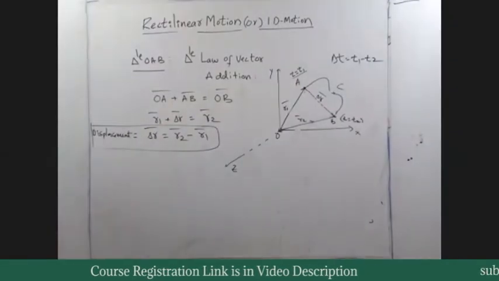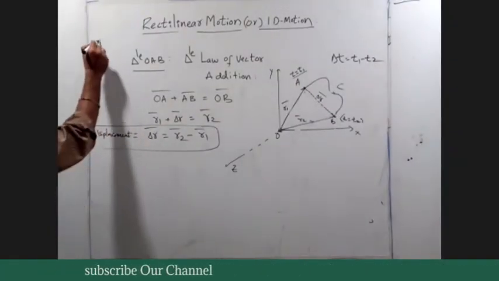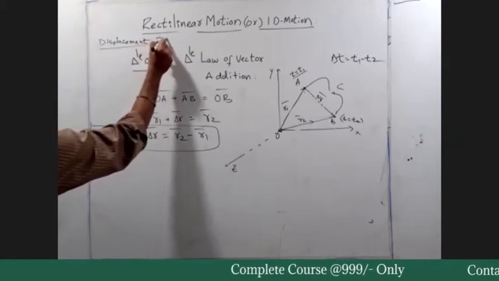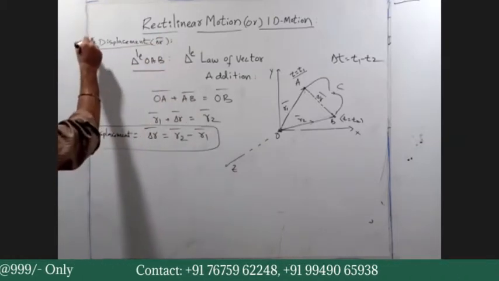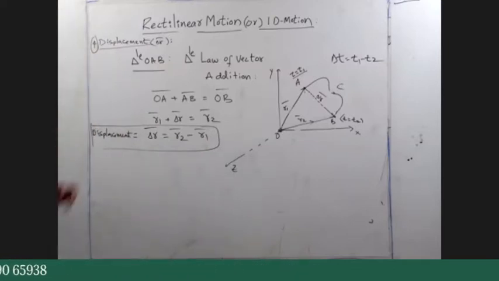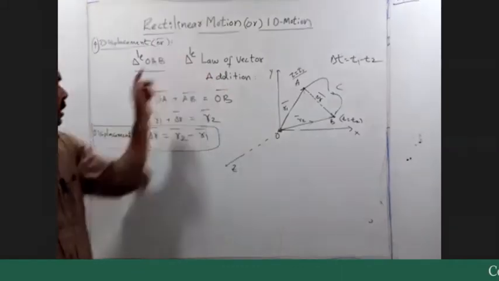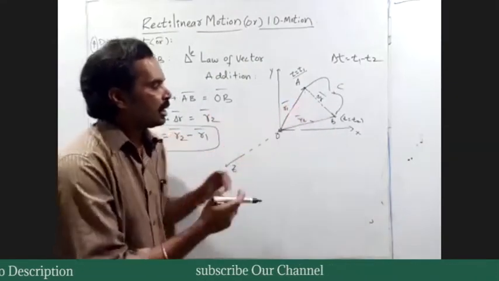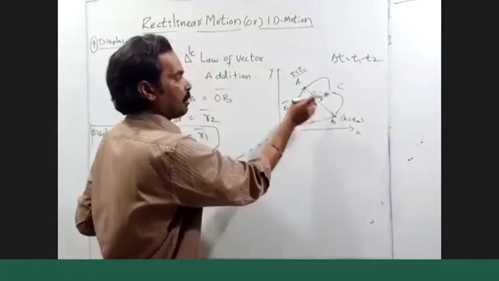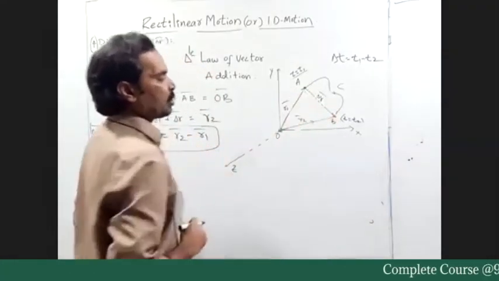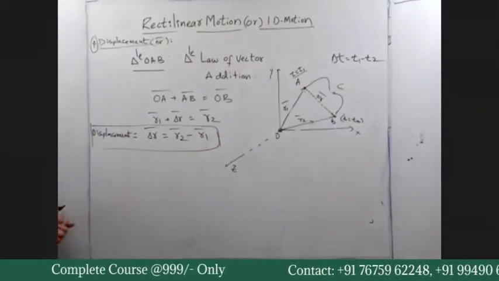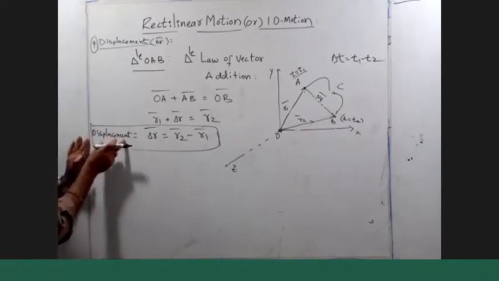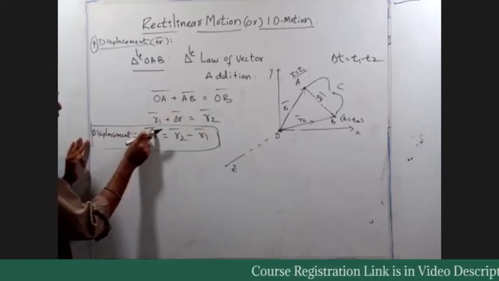So actually we have defined here the displacement quantity of the moving particle, delta r bar. I think this is the fourth quantity. It is a vector quantity that indicates the change in position vector. Displacement of the moving particle is the change in position vector of the particle when it is going from one point to another point in a given time interval. Clearly from this expression you can understand that displacement is the change in position vector.